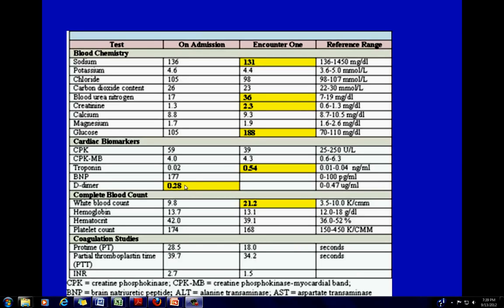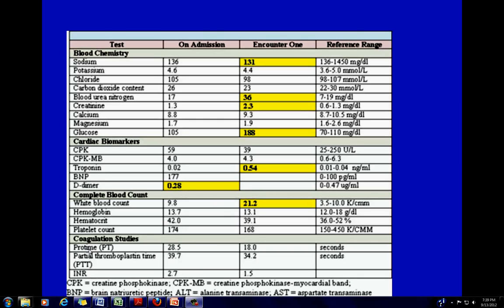So with D-dimer, if the numbers are low, it means that the person is not producing amounts of things that are released when there are clots forming. So if we're saying, gosh, I hope this person isn't forming clots, it would be a good thing to see a low D-dimer. Increased D-dimer means clots are forming and then being broken down.